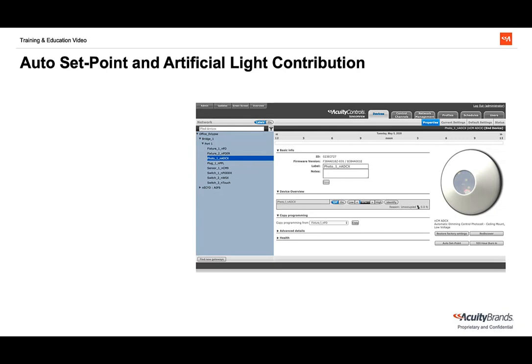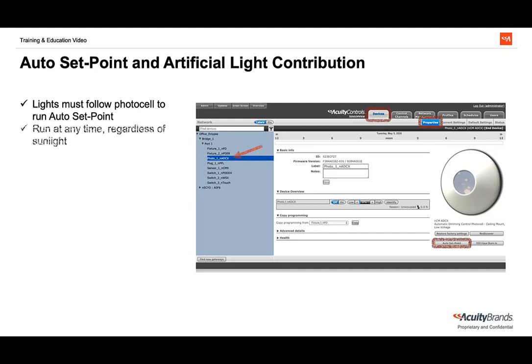For a photocell to daylight harvest correctly, it must have an appropriate set point, and the artificial light level contribution must be saved in its device health. Auto set point is the best way to obtain both settings and needs to be run after the initial photocell setup. Take note, this only functions after the lights are following a photocell. Auto set point can be found under a photocell's Properties tab and can be run at any time, even during periods of high sunlight. Auto set point works by cycling the lights on and off to measure the light level reading before and after, then taking the difference between the two levels.